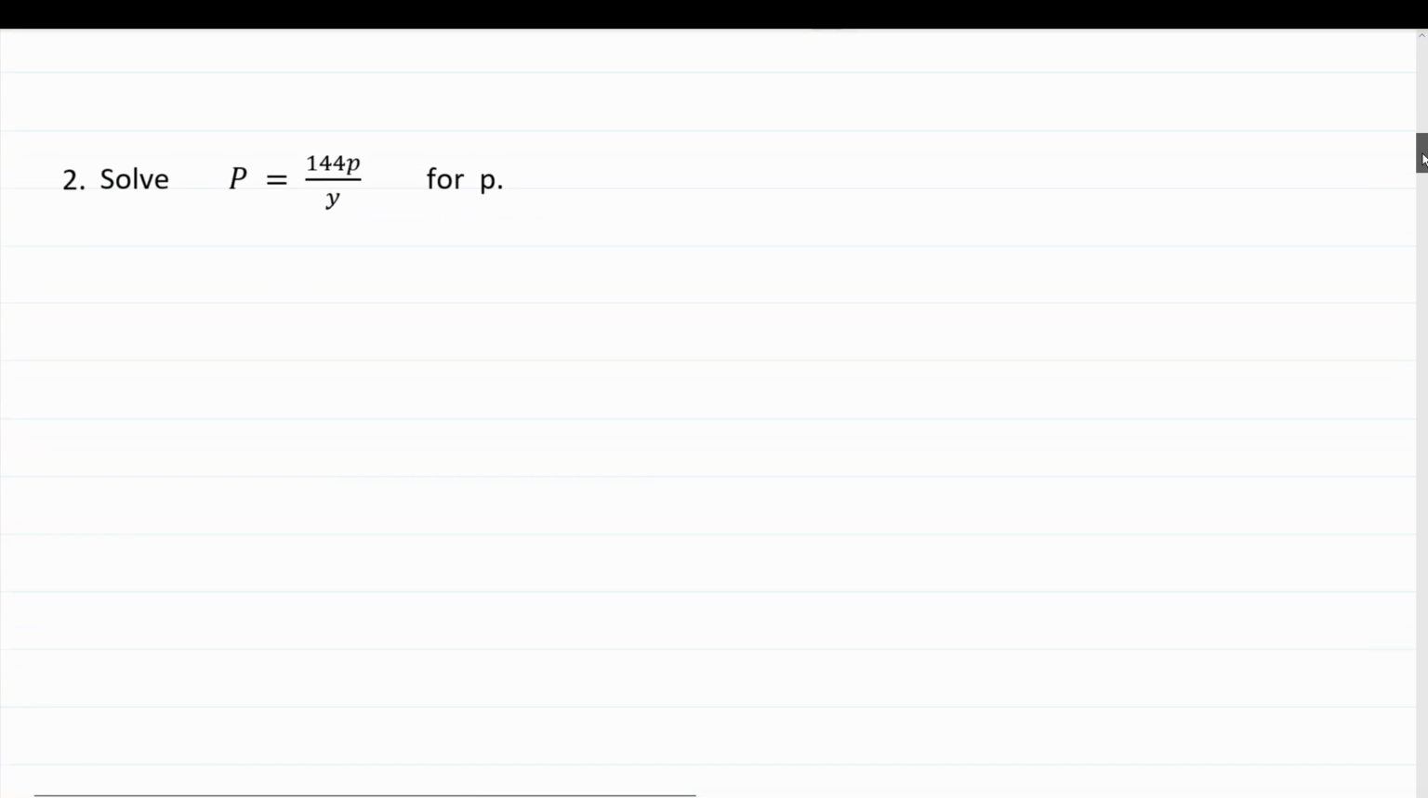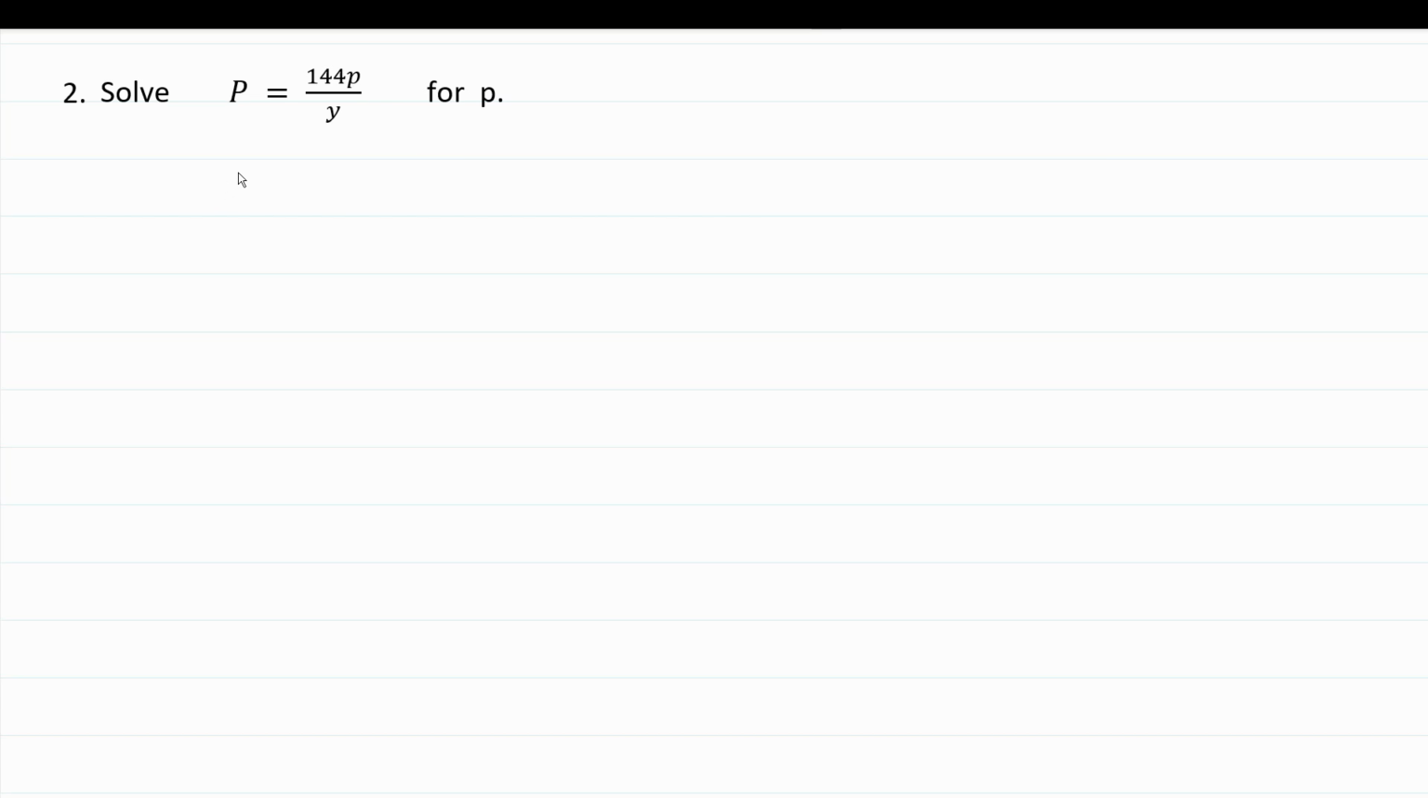And let's go ahead and look at number 2 now. Number 2 says solve P equals 144p over y for p. In this case, I want to point something out. There are two p's in this problem. There's a big P and a little p, and we're being asked to solve for the little p. Again, this is capitalized, this is not capitalized.